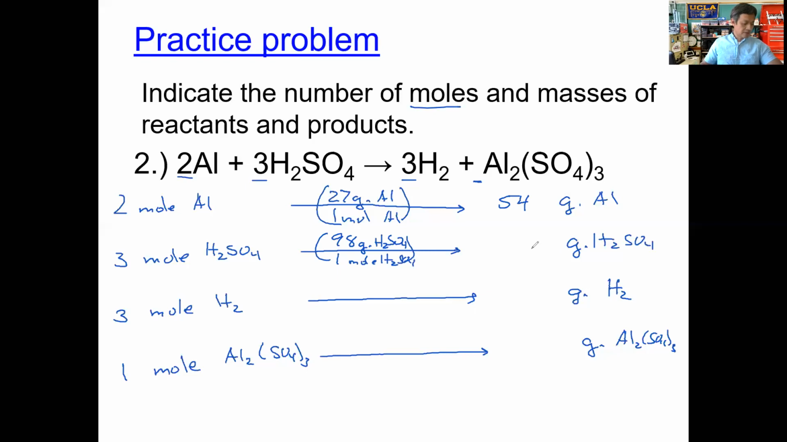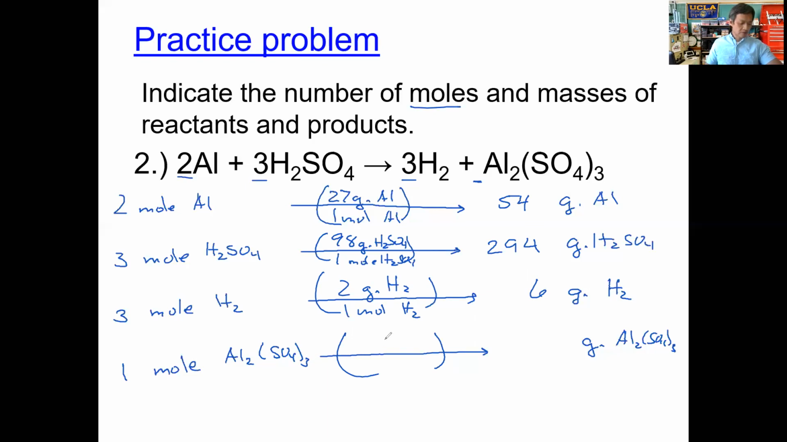And this time then we have 294 grams of sulfuric acid. Okay, hydrogen, then that should be pretty simple. That'll be 2 grams of H2 for every 1 mole of H2. So therefore this will be 6 grams of hydrogen. And then finally with aluminum sulfate, when you add all those atoms together, 2 aluminums, remember here the 3 has to be distributed, 3 sulfurs and 12 oxygens.